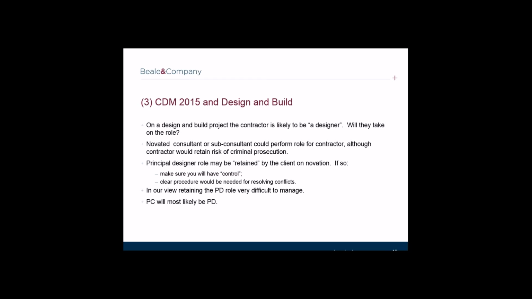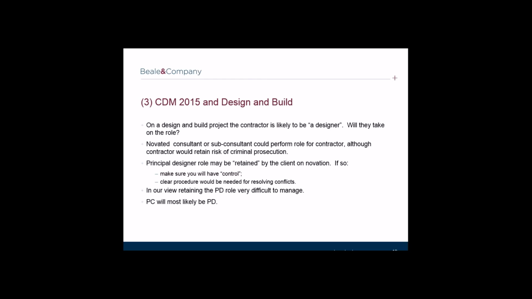As we see it, there are three possible scenarios. Firstly, the principal designer role is novated with the design services to the design and build contractor. Secondly, the principal designer remains appointed by the client, but his or her design role is novated. And thirdly, the principal designer role is ended, but the design role is novated. Under the first scenario, the contractor may wish the principal designer to be novated to the contractor. However, on novation, the principal designer will no longer be appointed by the client as required under CDM 2015. As such, it appears that they cannot continue to be a principal designer on the wording of the regulations, although they can continue other design duties.